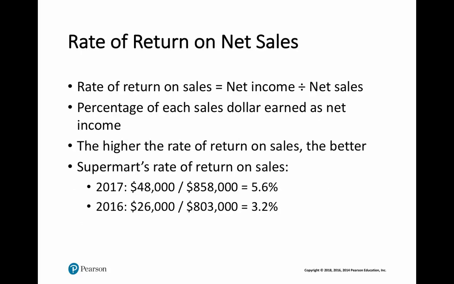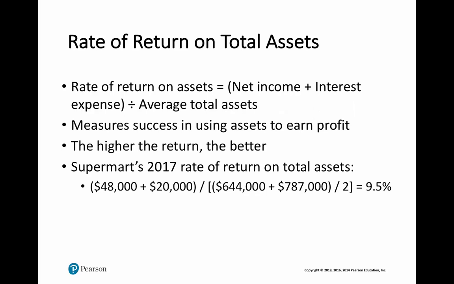Rate of return on net sales. So that's our net income, basically our bottom line. This is what I was talking about, jumping ahead a slide there. This is our bottom line, net income divided by net sales. So again, it's the percentage of each sales dollar earned that flows to the bottom line. The higher the rate of return on sales, the better. So 5.6% compared to 3.2%. For every dollar we're selling, we're making more money that goes to the hands of the owners, the net income of the business.